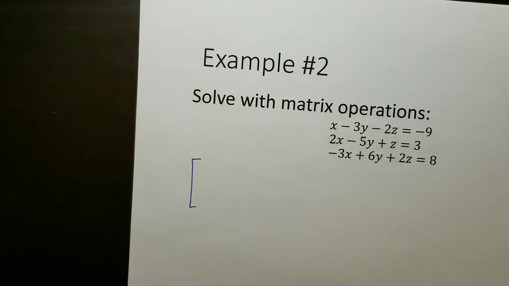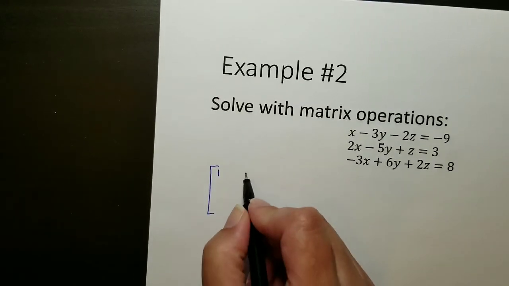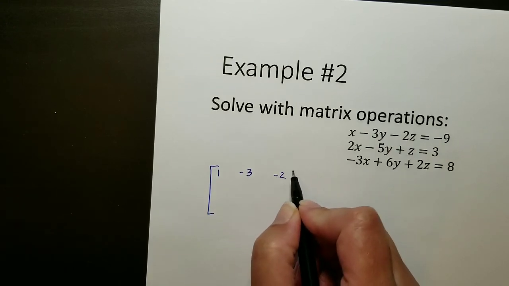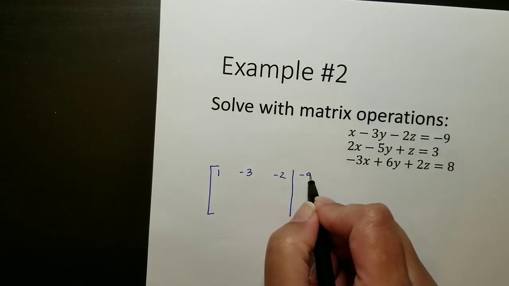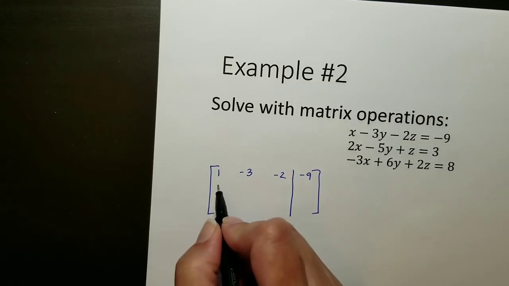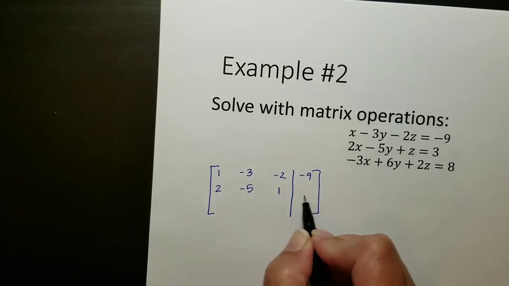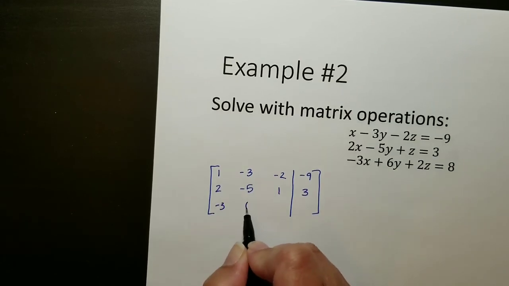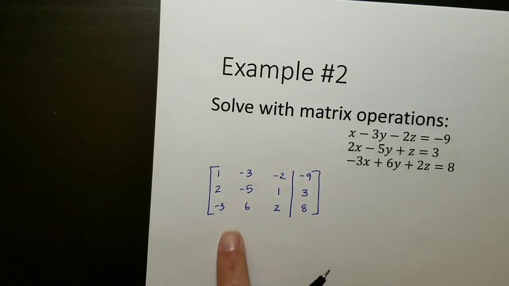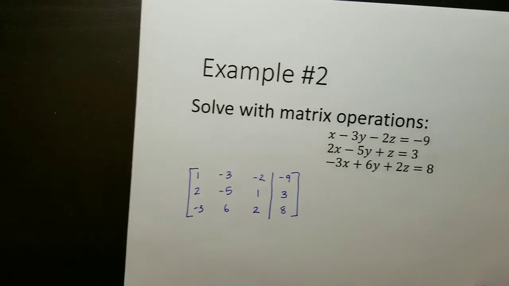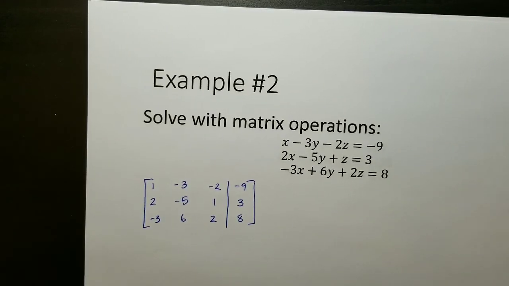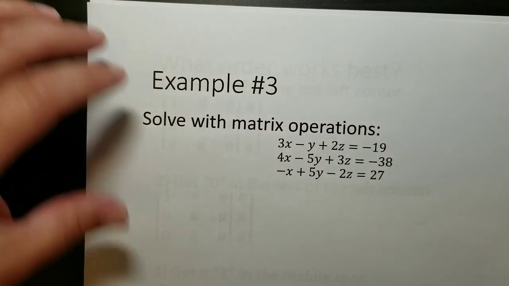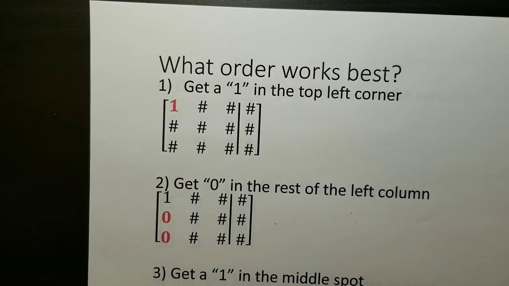So if we take this, I'm going to just transcribe the coefficients only in the same way that we did with the 2 by 2, and set up my matrix. Remember that the vertical line here is where the equal sign would be in your question. Now I'm going to briefly go through the steps that we want to go through to get to that identity matrix.